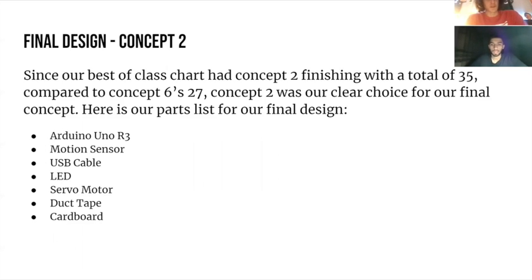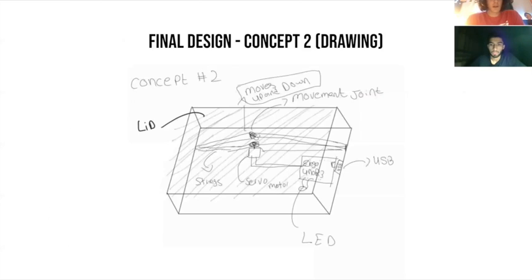Concept 2 has an Arduino Uno R3, a motion sensor, a USB cable to get the coding in, an LED, a servo motor, duct tape, and cardboard for the box. And here's a drawing of our final design, which is concept 2. It may look a little confusing, but the lid is supposed to be that top part up there. It's supposed to be longer, not pressed together, but that's an error on our part.